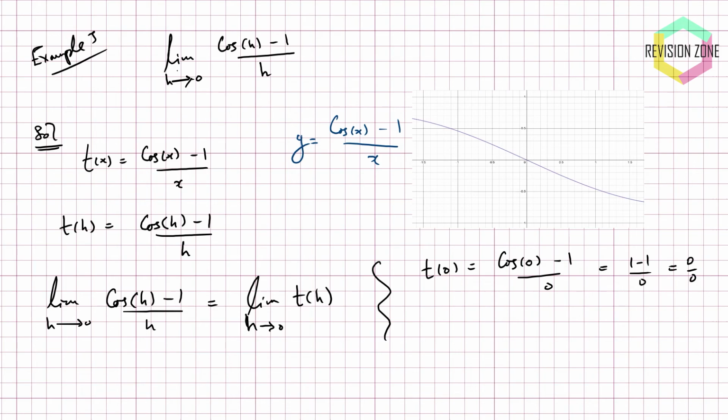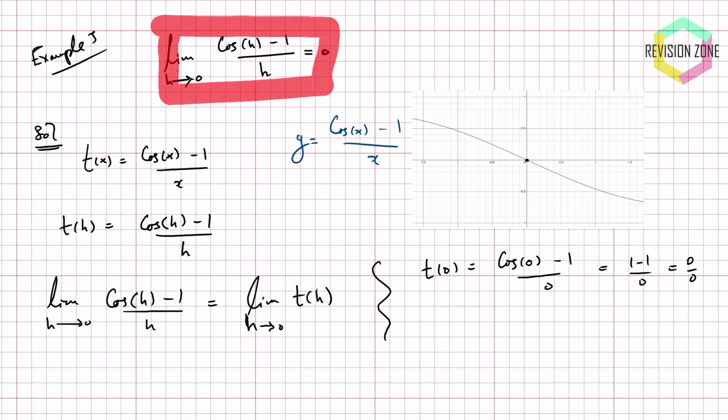What I need to do is just go to the graph, because I have a graph of the very function that we're trying to work out the limit of. We can see from the graph that as the x values get closer to 0, the y values get closer to 0. So I know what the limit evaluates to. The limit actually evaluates to 0. And since we know that, let's put a big red box around it, because it's so important.